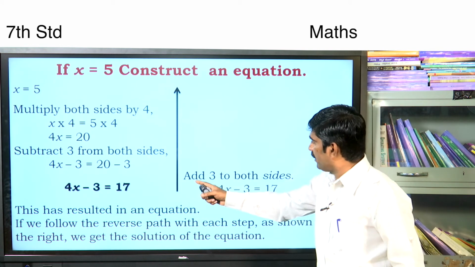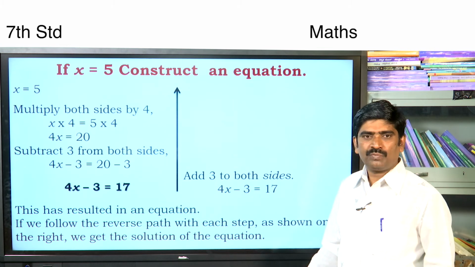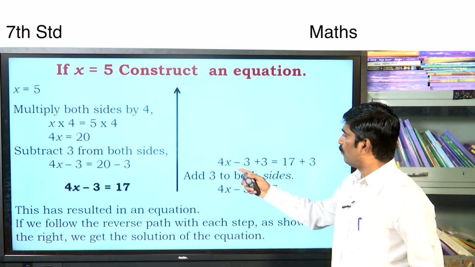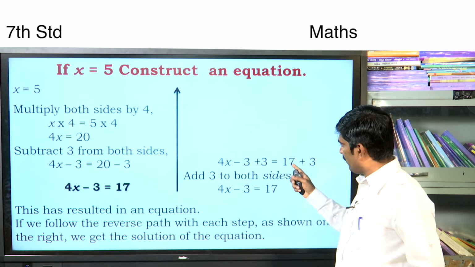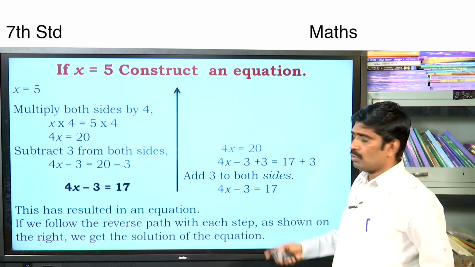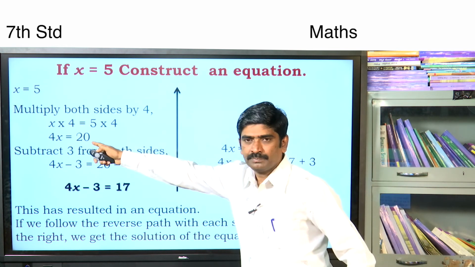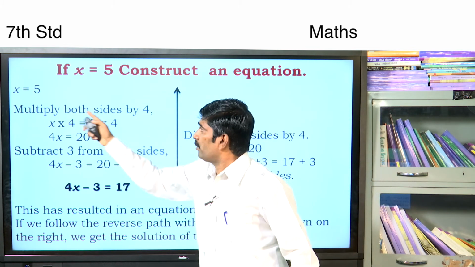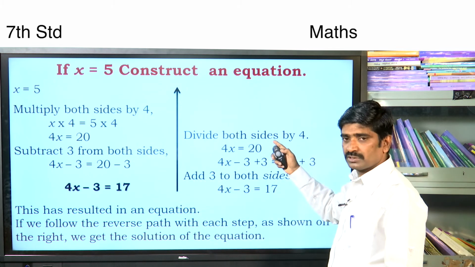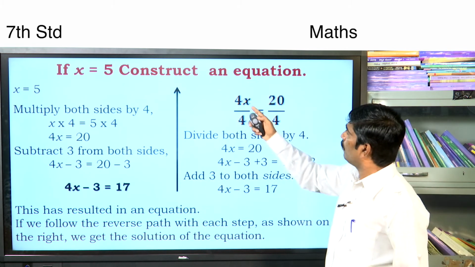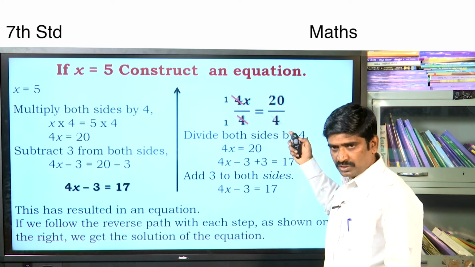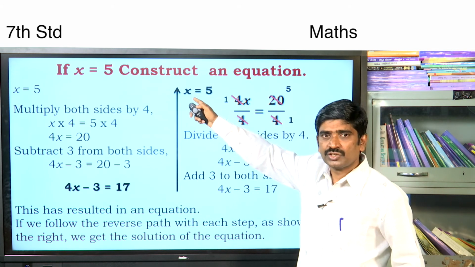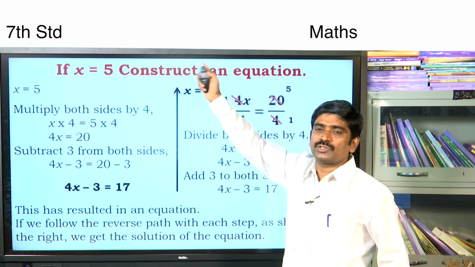Then add 3 to both sides. If we subtracted here, now we add. Then 4x minus 3 plus 3 is equal to 17 plus 3. That is 4x is equal to 20. We get it. Then what? Here divide both sides by 4. Then what happens? 4x by 4 is equal to 20 by 4. 4 ones are 4, 4 fives are 20. Very good. Therefore, the solution is x is equal to 5. The given solution is also x is equal to 5.